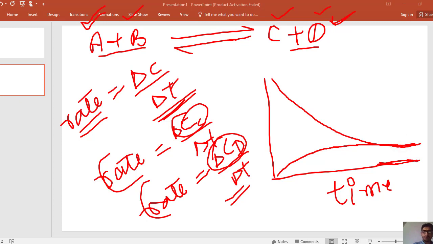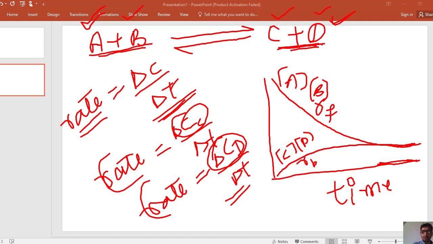After a certain time, the rate of C and D, the rate of the product, became equal to the rate of A and B. So this is the rate of A and B, or the rate of the forward reaction, RF, and this is the rate of C and D, or the rate of the backward reaction.